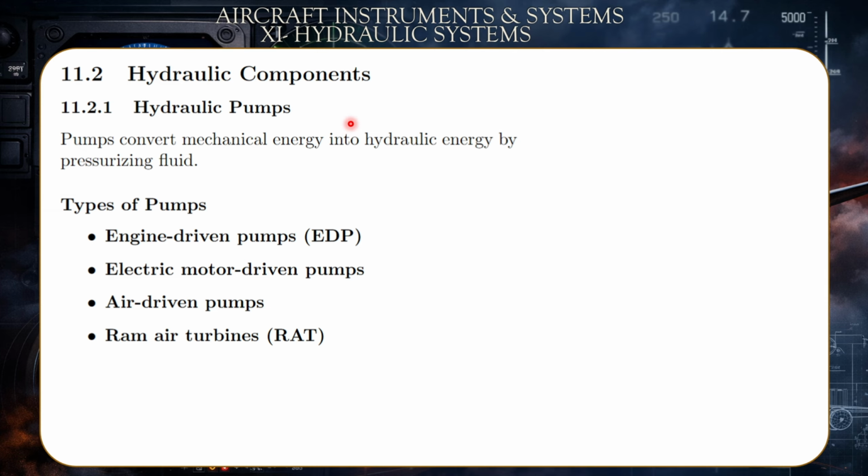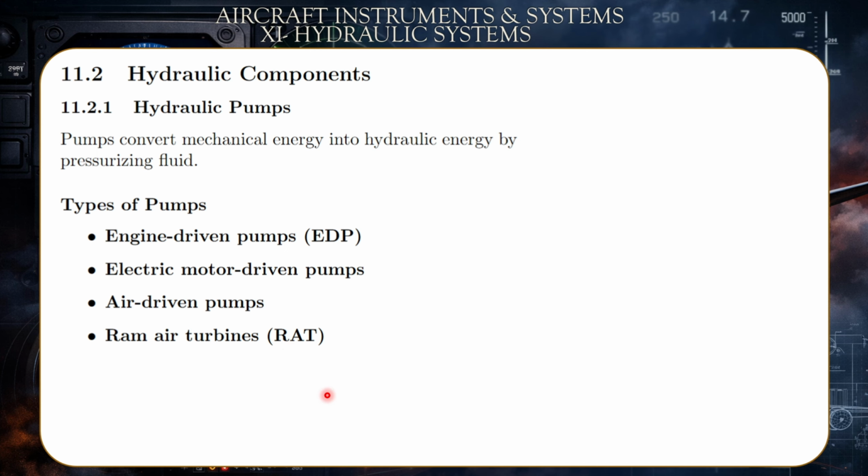Hydraulic components. At first you have the hydraulic pumps. Pumps convert mechanical energy into hydraulic pressurized energy by pressurizing fluid, by pushing the fluid within the piping system. Types of pumps: you have EDP or engine-driven pumps, electrical motor-driven pumps, air-driven pumps, which are driven by air pressure, and ram air turbines or RAT, which is deployed when you have a malfunction, a flameout of both engines on the aircraft.